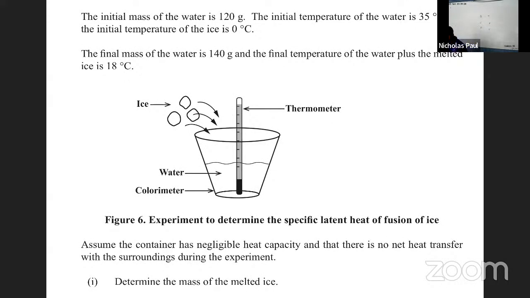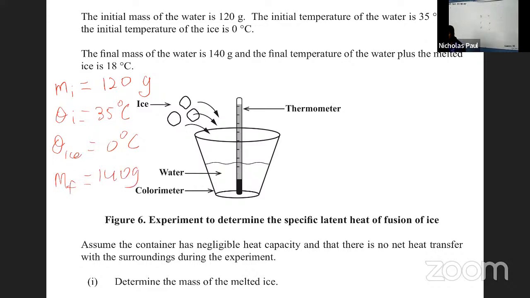Right, let's start. Part one, the initial mass of the water is 120 grams. Are you okay with that? They said the initial temperature is 35 degrees Celsius. The initial temperature of ice is 0 degrees Celsius. The final mass of the water is 140. Well, how come it went up? How come the water went from 120 to 140?